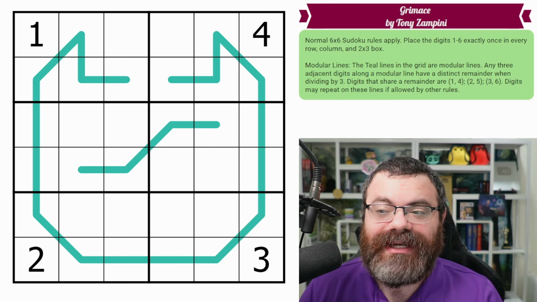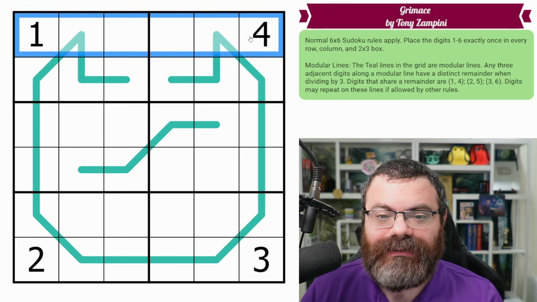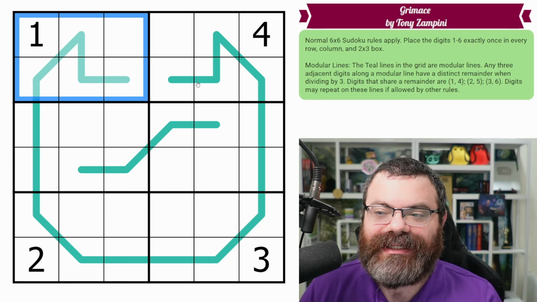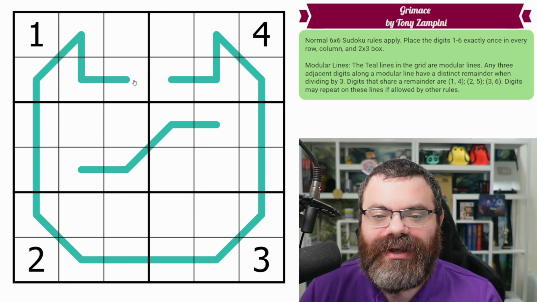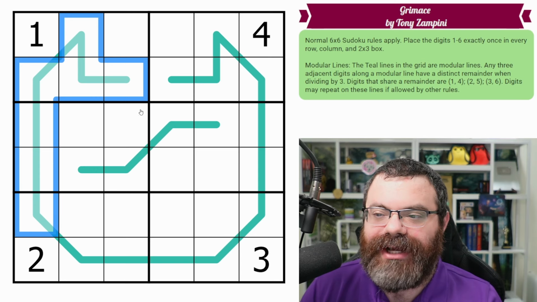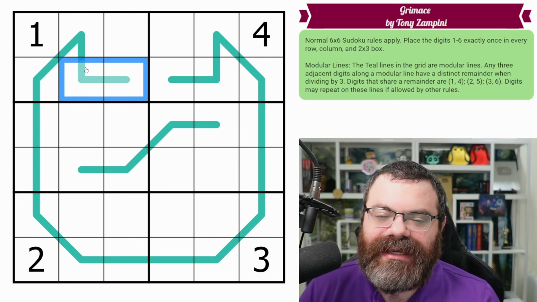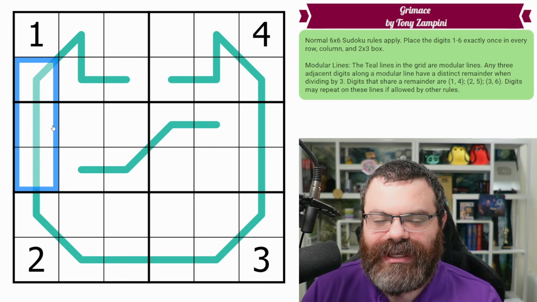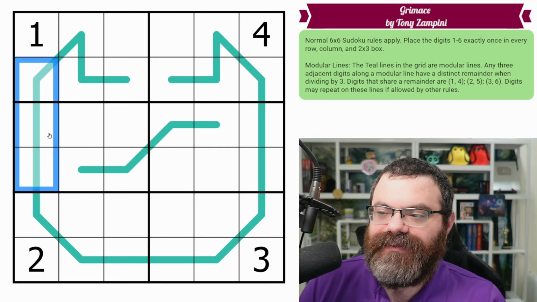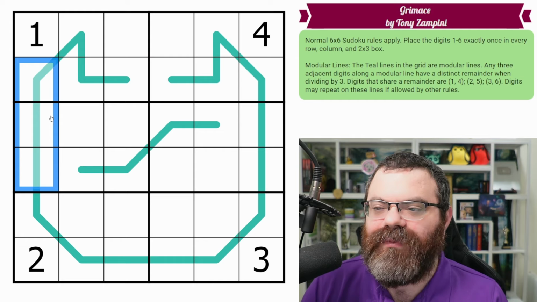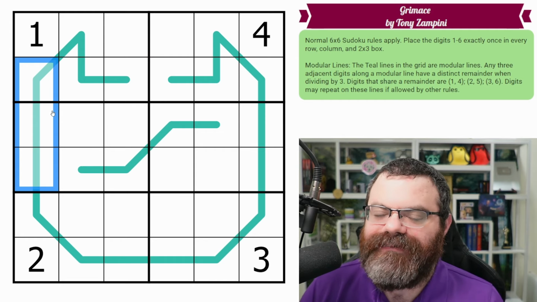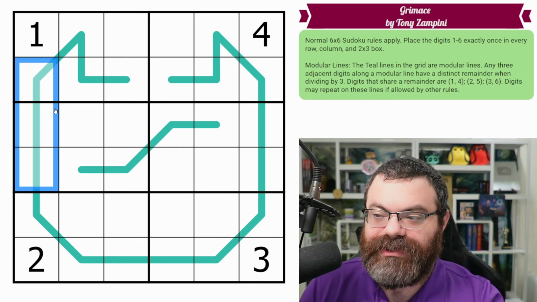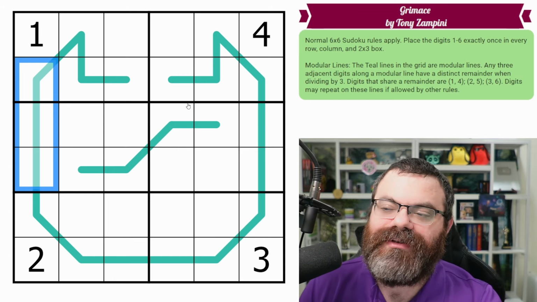So we have normal 6x6 Sudoku rules, meaning in every row, every column, and every 2x3 box, we are placing the digits 1 to 6 exactly once each. We also have these teal lines in the grid. These are modular lines. What we do is we take any set of three adjacent digits along the line, and any adjacent set of three digits has to have one of each, a distinct remainder after dividing by three. So one is modulo zero, modulo one, modulo two, if you know the math term.